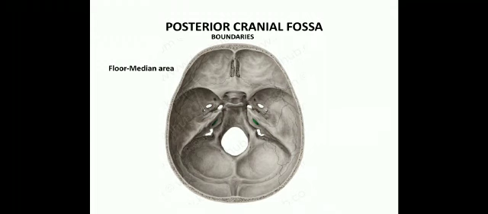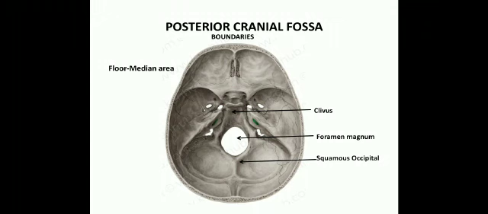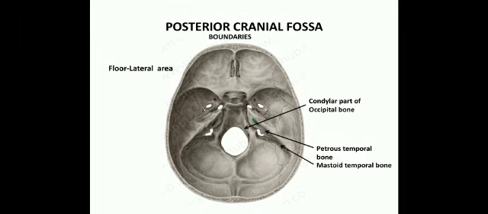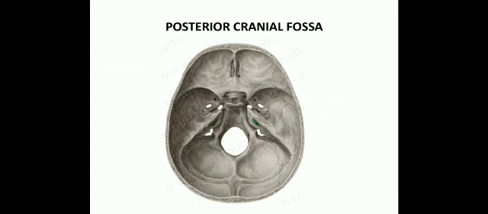The floor is formed in the median area by the clivus, that is the sloping area behind the dorsum sellae. So that is called the clivus, the foramen magnum in the middle and the squamous occipital behind. The lateral area of the floor consists of the condylar part of the occipital bone, the posterior surface of the petrous temporal bone, the mastoid temporal bone, and the mastoid angle of the parietal bone.